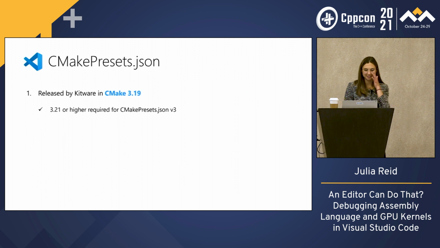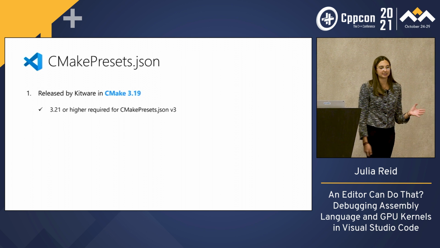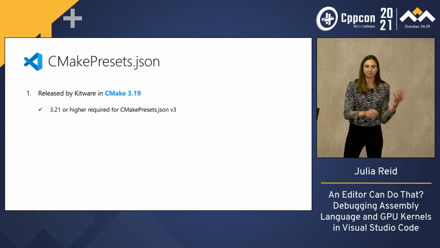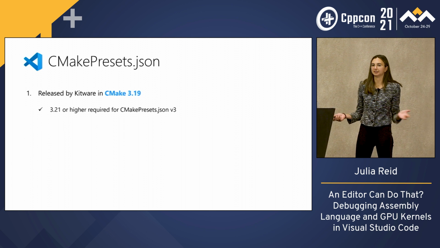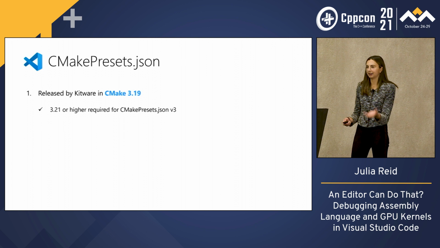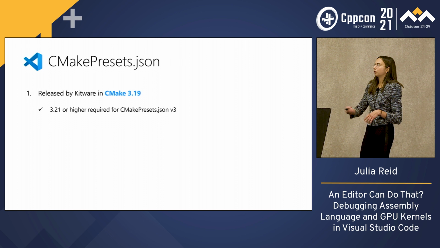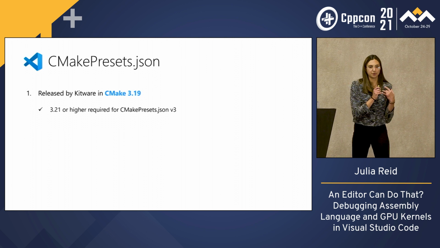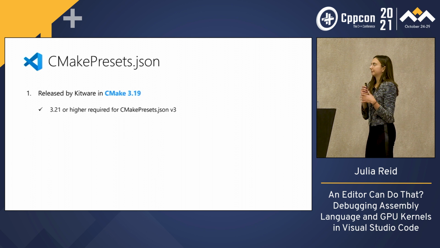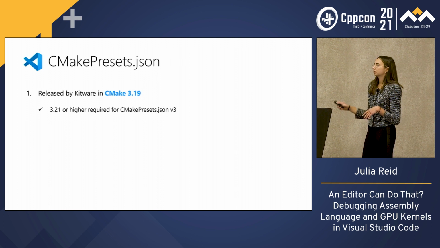Okay, so let's talk about CMake presets. One common problem that CMake users face is not being able to share their configure options with teammates, and not being able to replicate consistent builds in different environments, whether it's in an editor, an IDE, or from the command line. So earlier this year, Kitware released support for this new file, CMakePresets.json, and it requires CMake 3.19 or later. The latest version of this file, which is v3, which is what I'm using in my demo today, requires CMake 3.21 or higher.